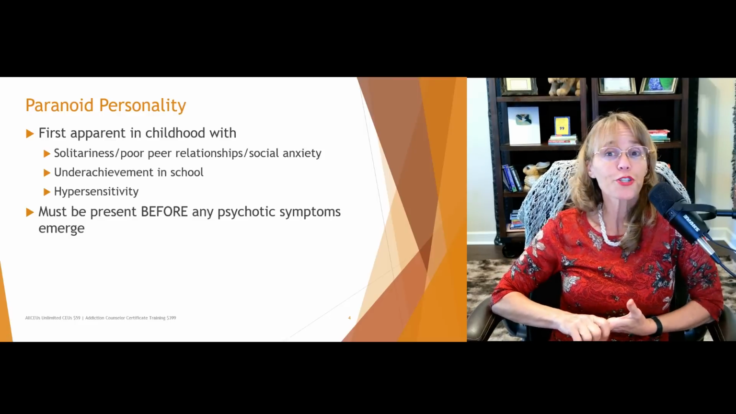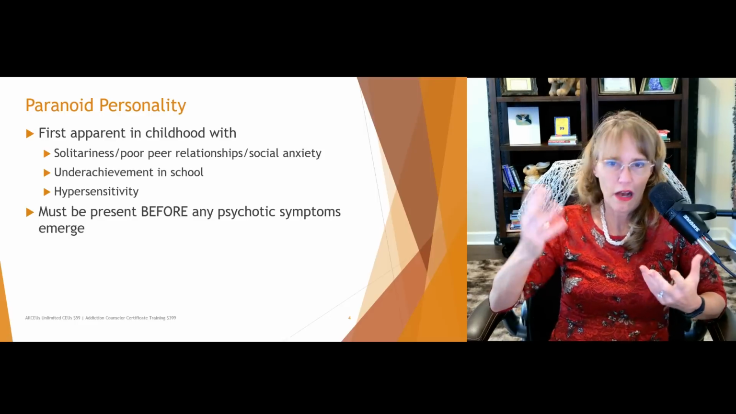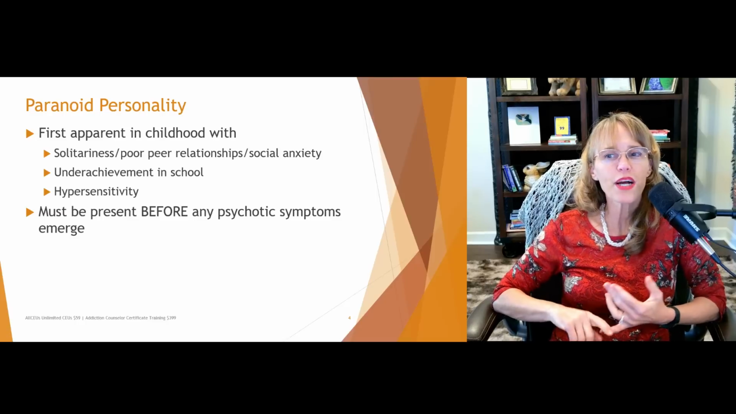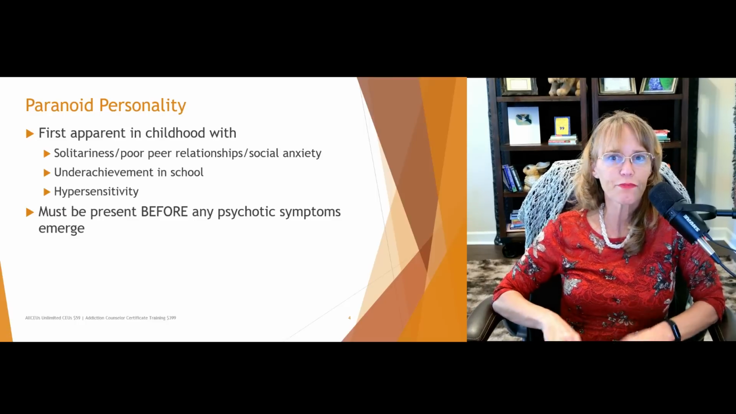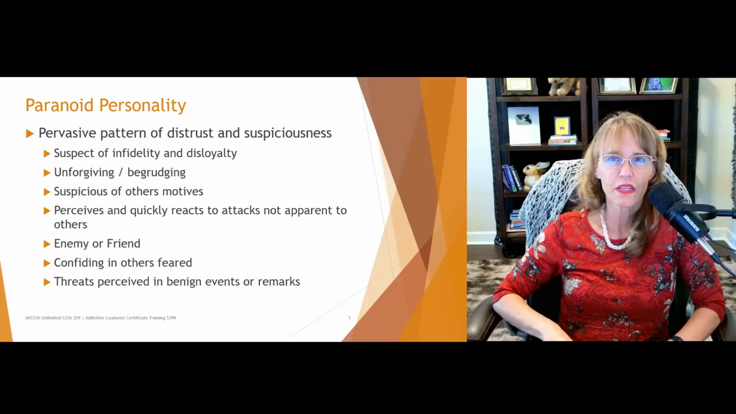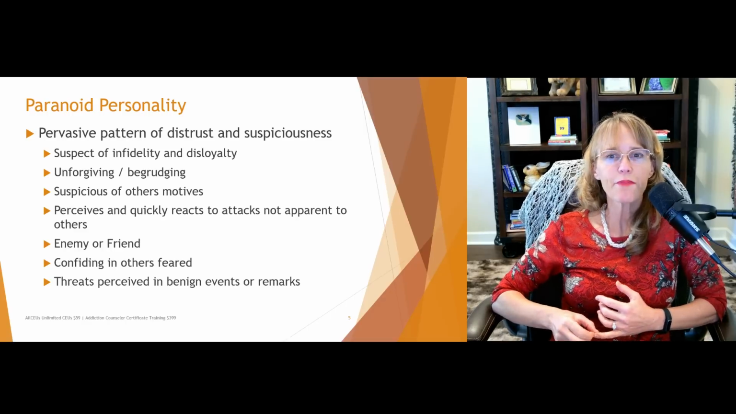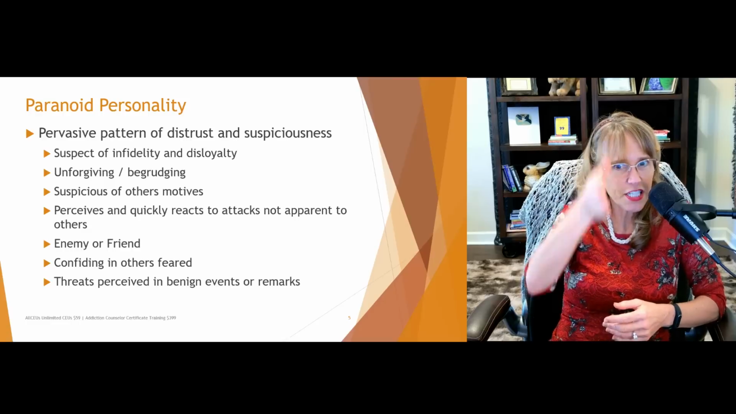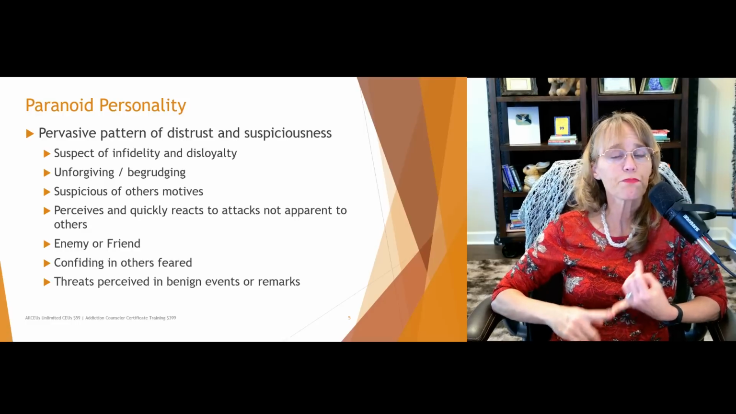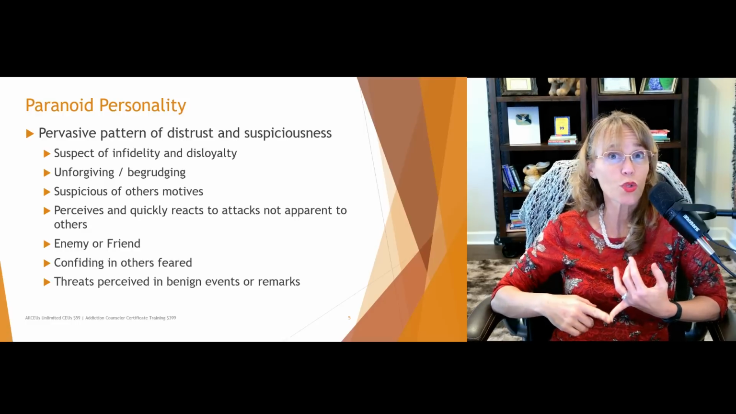These interpersonal behaviors, and I guess cognitive for underachievement, must be present before any psychotic symptoms emerge. There's a pervasive pattern of distrust and suspiciousness. The mnemonic here is suspect. They may suspect others of infidelity or disloyalty.